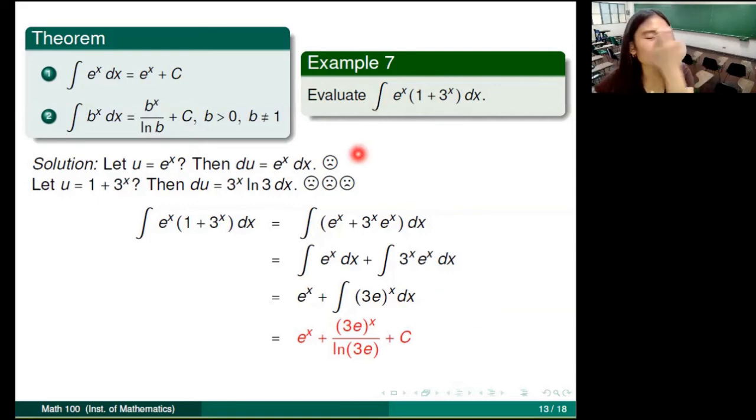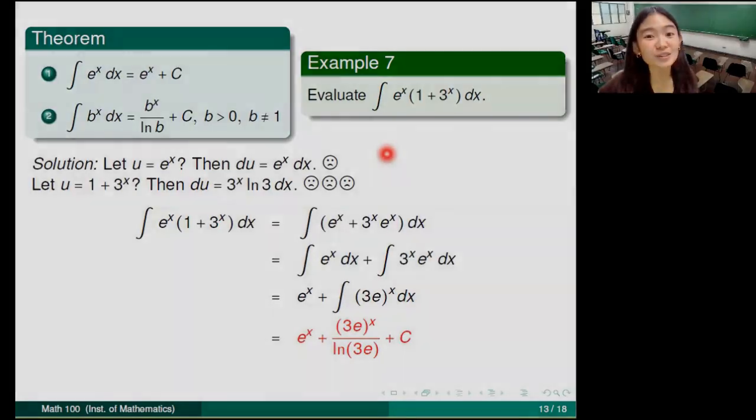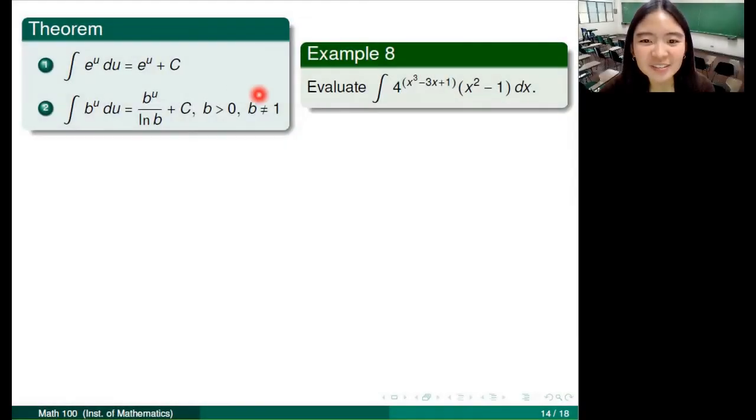Ayun, so may mga examples tayo na nagpapakita na hindi all the time yung substitution ang saving grace natin, no? May mga times na kailangan mo lang i-simplify yung integrand mo. And then from there, kaya na siyang ma-integrate without u-sub. So example 8 na tayo. Here we are to integrate this function here.